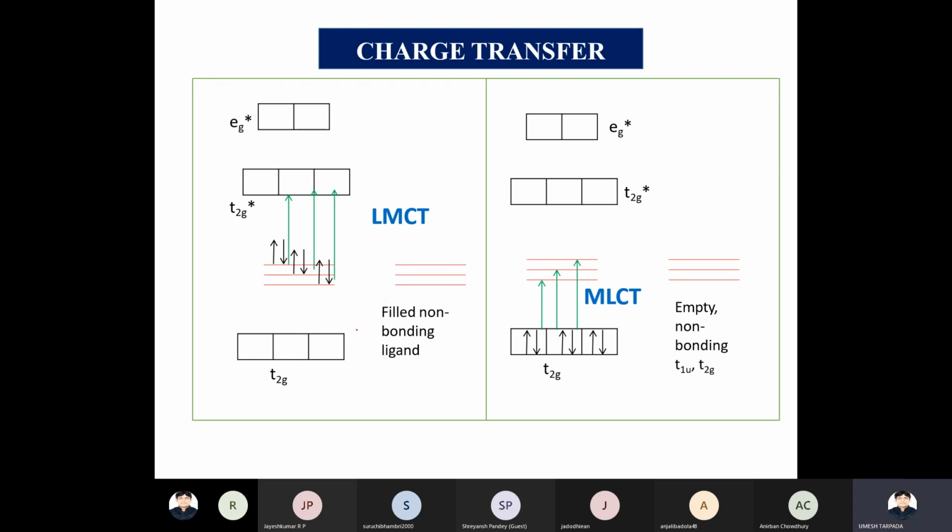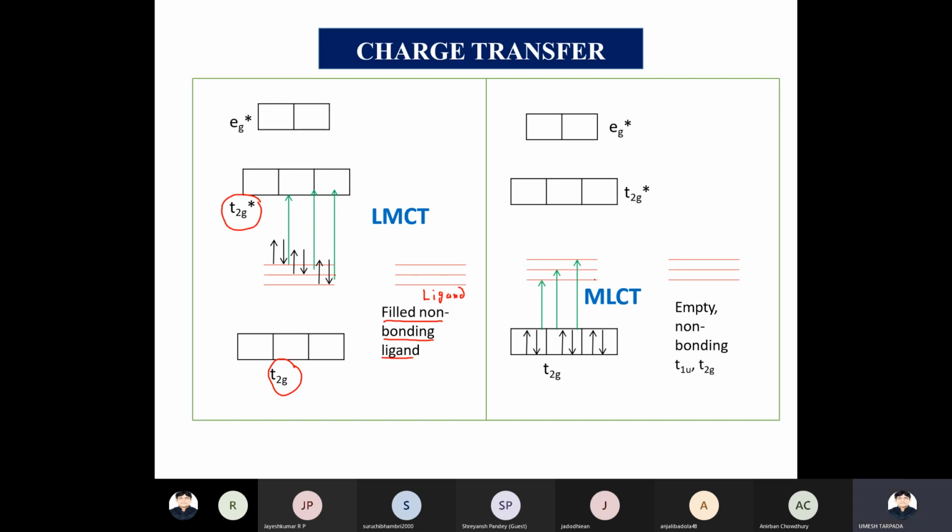Now look at here. So this is the case of ligand to metal. That means the ligand orbital will be filled, the metal orbital will be partly filled. So in that case, as we told in the beginning, this is a T2G and this is a T2G star. So in that, who will give electrons to whom? This is the ligand, non-bonding to T2 star. This is the ligand orbital. So ligand donates its electrons to metal. Okay. Filled non-bonding ligand orbitals can donate electrons to empty metal orbitals.